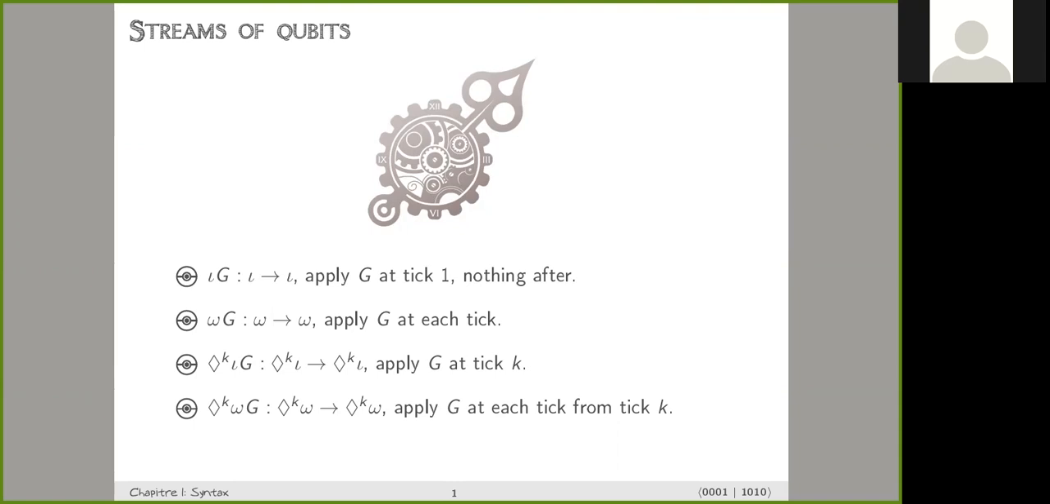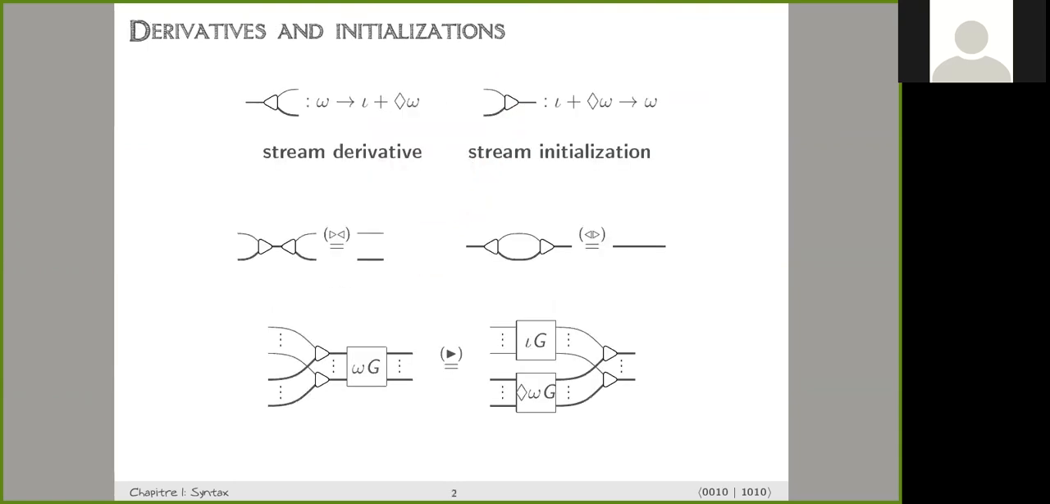Now we also need other gates to make them interact. First we have the derivatives and initialization. For the stream derivative, you take an omega input, so a stream of qubits, and you output a iota type, so just one qubit at tick 1 and nothing after, and a delayed stream, which is delayed omega. So nothing at tick 1, but after you have one qubit at each tick. Okay. So in fact, you see those two gates are inverse of each other.